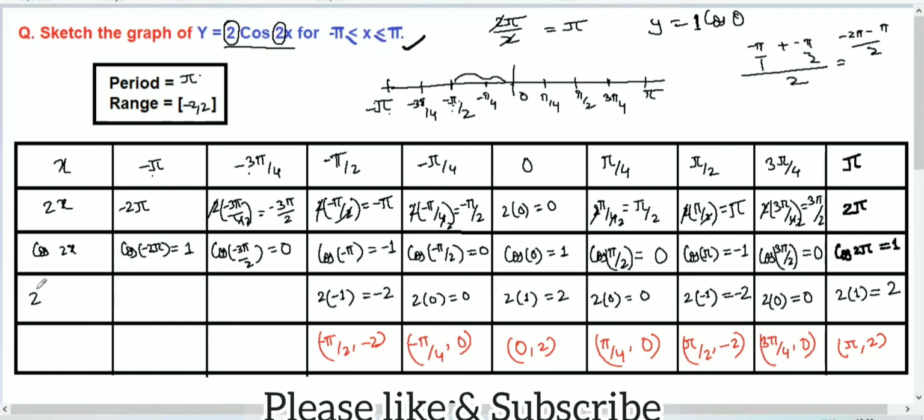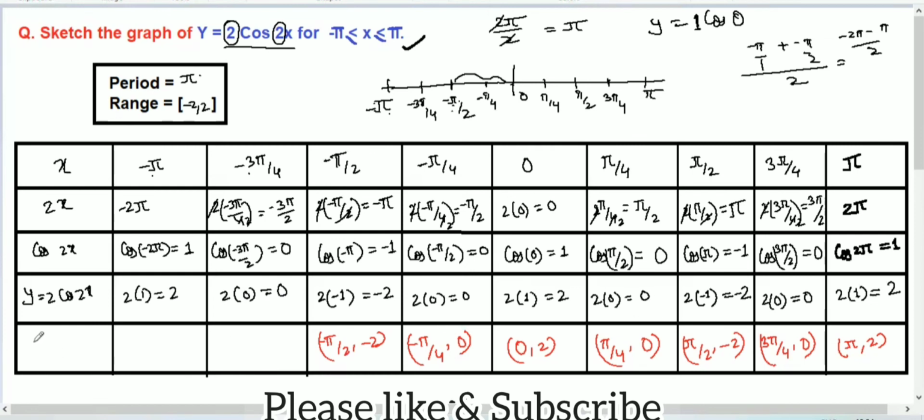Then I'm going to take y equal to 2 cos 2x. So this is cos 2x final value. So we have to multiply it just by 2, equal to, you will get 2. 2 multiplied by 0, you will get 0. And same way I have calculated here as well.